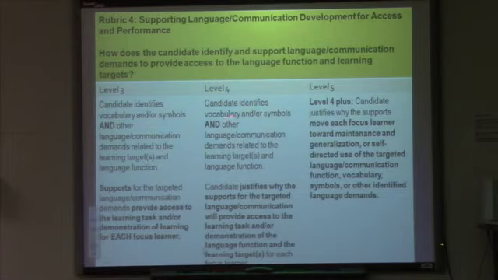So identifies vocabulary and/or symbols and other language or communication demands related to the learning target. What the student is supposed to demonstrate in terms of knowledge and skills and language function. Essentially how they're going to use the language to be able to demonstrate their knowledge and skills. Or how they are going to use the language in terms of receptive to be able to demonstrate knowledge and skills. It justifies why you do what you do for language to help the student, again, access the general education curriculum. So let's go to it.